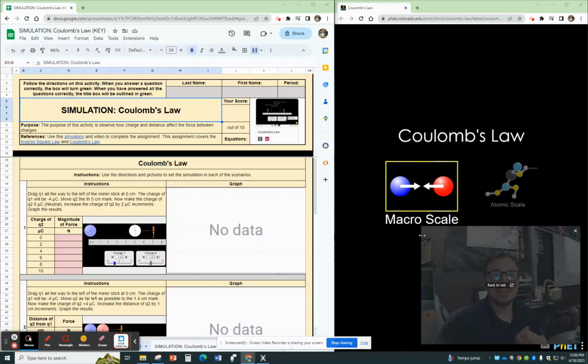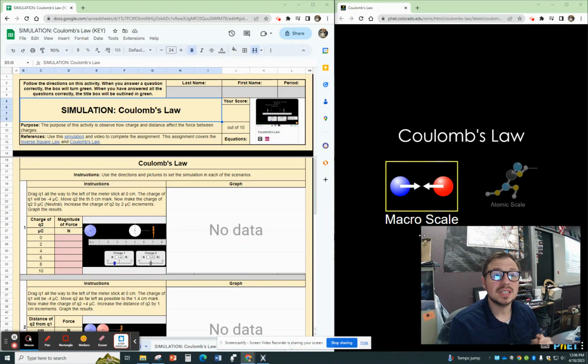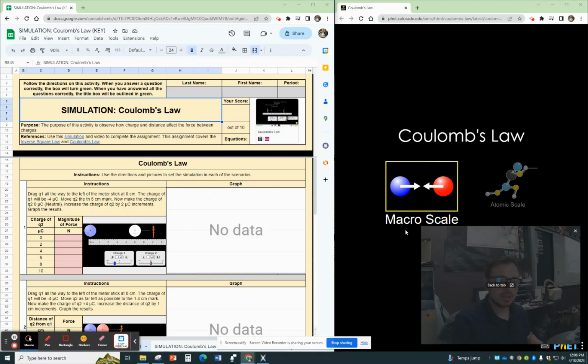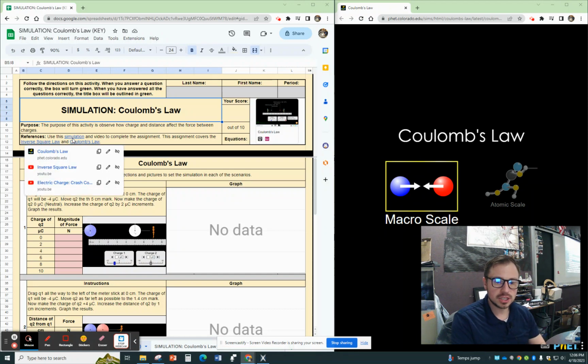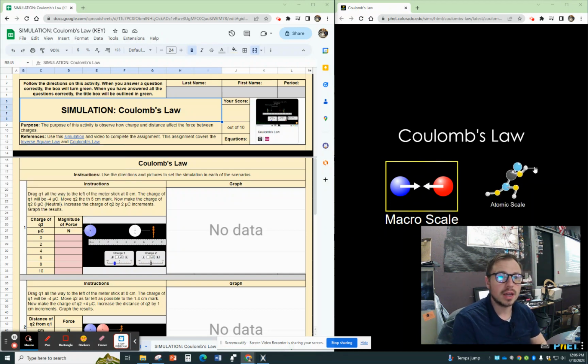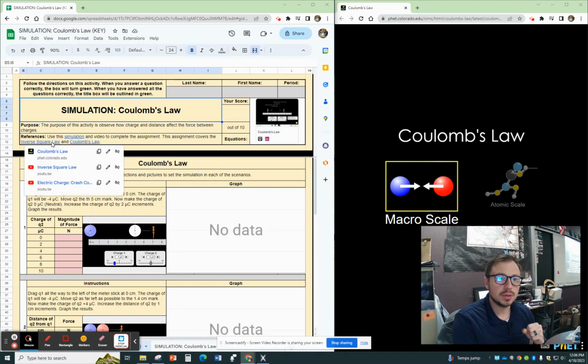All right, this is the simulation for Coulomb's law. The purpose of this activity is to observe how charge and the distance from those charges are going to affect the forces between them. So you can see here there are some references. There's going to be the simulation, that's the simulation off to the right. There's also going to be this video, and there are a couple of other videos that will help you out, just about the inverse square law and the electrical charge.